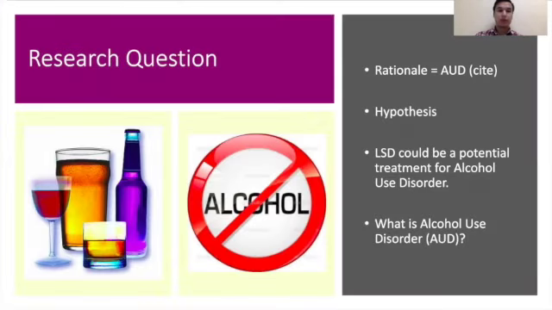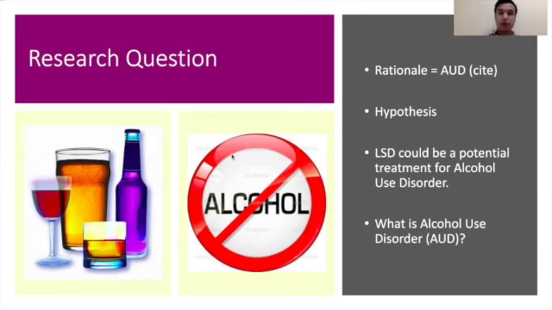Now, on to the research question and the paper hypothesis. The paper suggests that there is substantive clinical literature on classical hallucinogens, most commonly LSD, for the treatment of alcohol use disorder. However, there has been no published research on the effect of LSD on alcohol consumption in animals. So we want to know if this is actually true, if hallucinogenic drugs can indeed treat alcohol use disorder. The researchers wanted to test the hypothesis that LSD could be a potential treatment for alcohol use disorder.